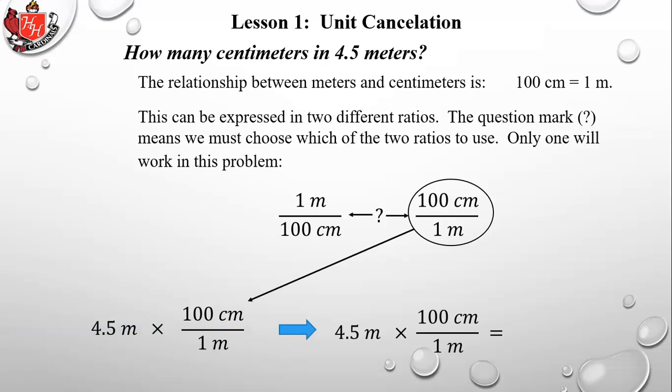So what that means is you're going to cancel the meters. Meters cancels with meters, and you end up with only centimeters at the end. And now once you do that, you do the math. It's 4.5 times 100, and that's going to give you 450 centimeters.